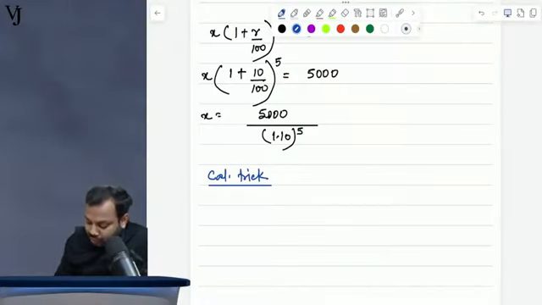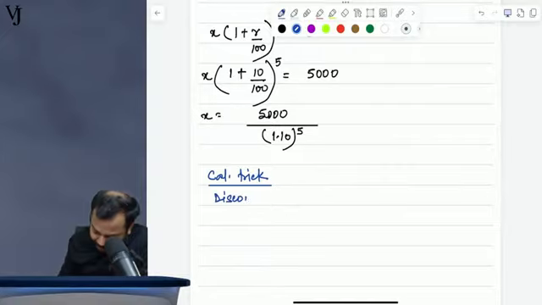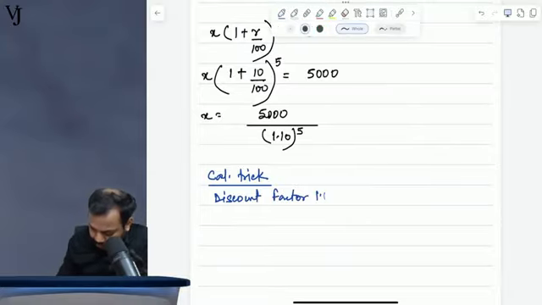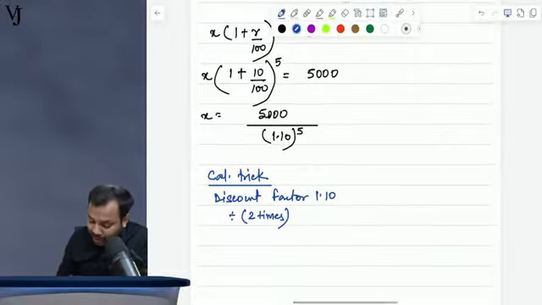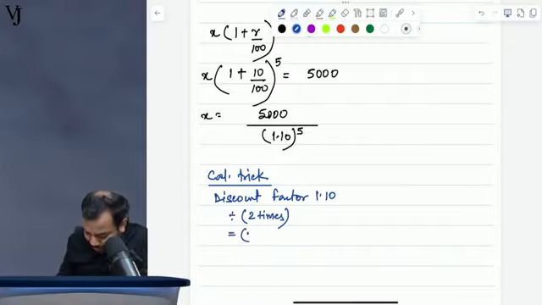This is called the discount factor. Discount factor 1.10. Then press divided twice. Always press divided twice. And then press equals n times.